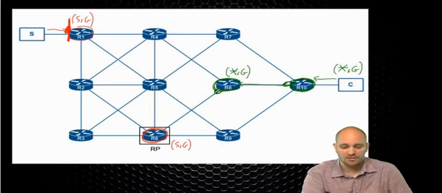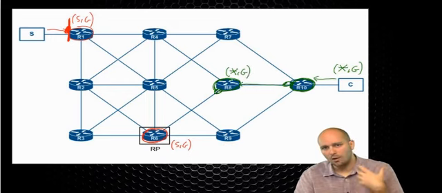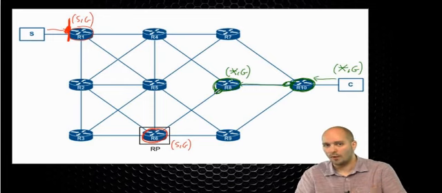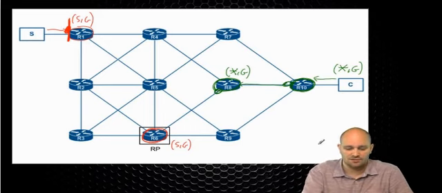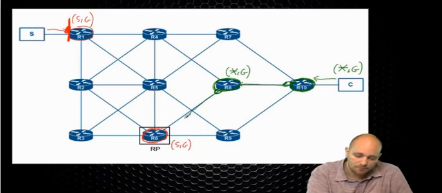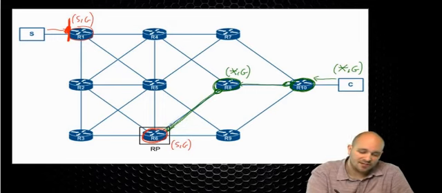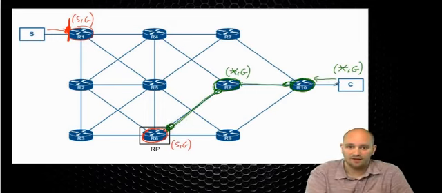Now, R8 looks in its own table. Do I know about the sources for this group? No. So if it doesn't know, then it knows who might know. Again, R8 needs to agree that R6 is the rendezvous point and sends the join towards the rendezvous point. Now, the rendezvous point knows that there is an interested client here to receive this traffic.